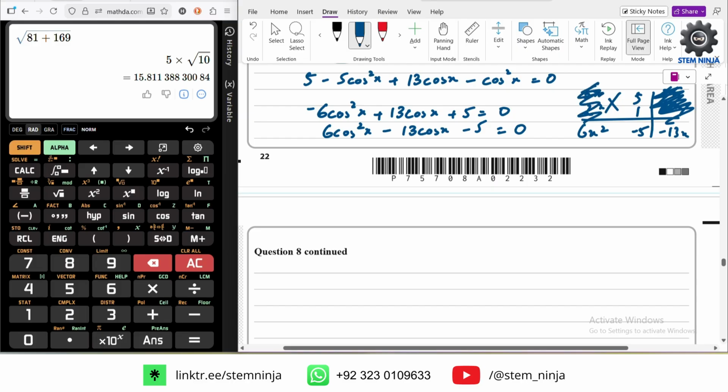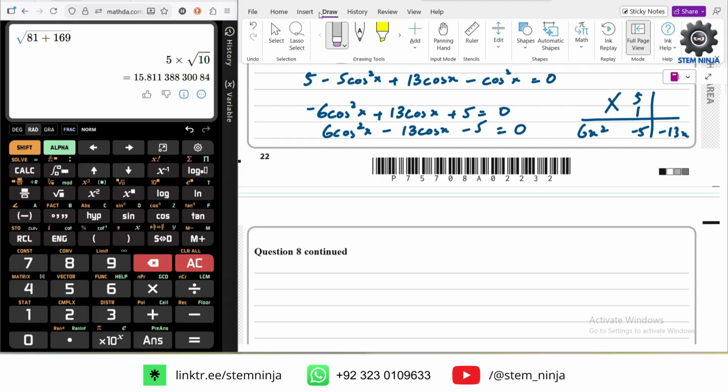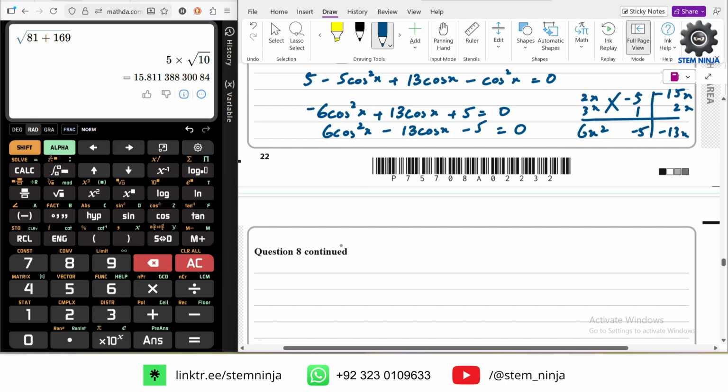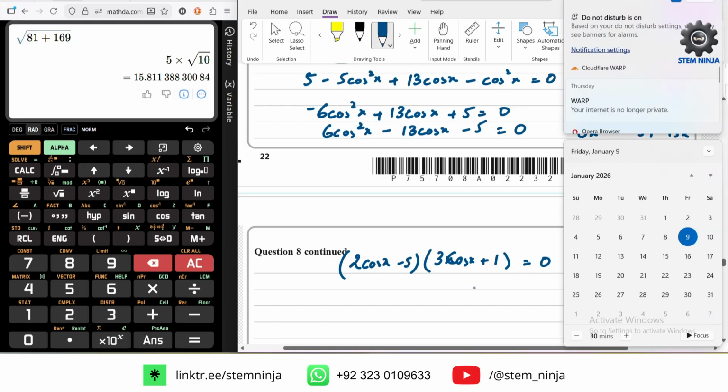If we do 6. So let's try with a combination of 2 and 3. So if we do 2 and 3, you have 8, 15x and 2x. This one can be negative, so that means this is negative. Right, okay. So this is 2 cos of x minus 5 and 3 cos of x plus 1 is equal to 0.